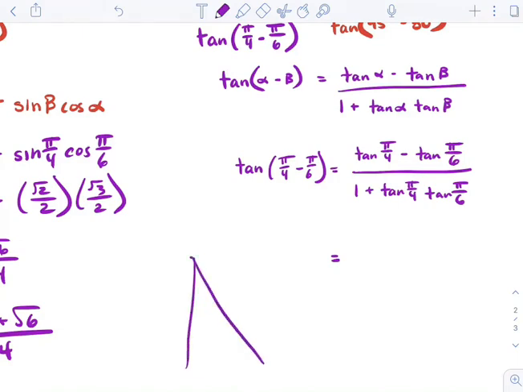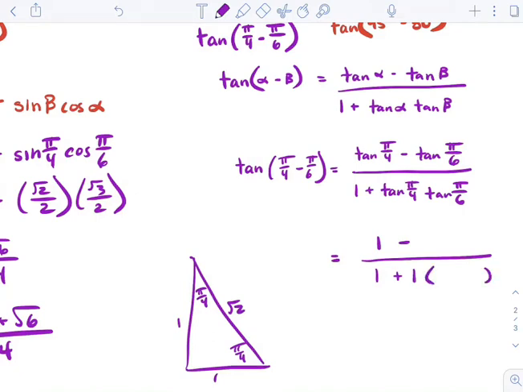So on top, I need to find out what tan pi over 4 is. If you're not sure, you can go back to your special triangles. Pi over 4 was 1, 1, root 2. So tan pi over 4 is opposite over adjacent, which is 1 over 1. So I'm going to have 1 minus something. On the bottom, I'm going to have 1 plus 1 times something.